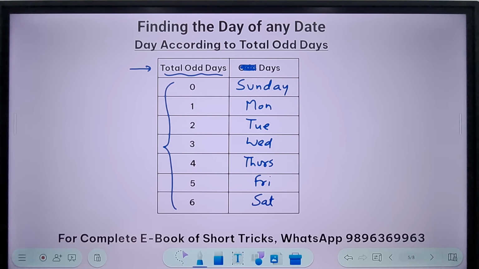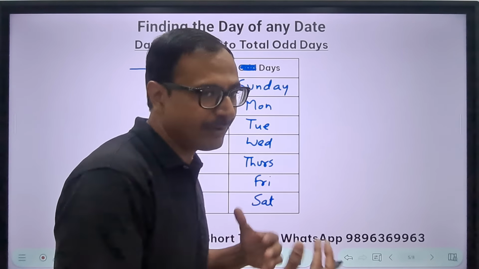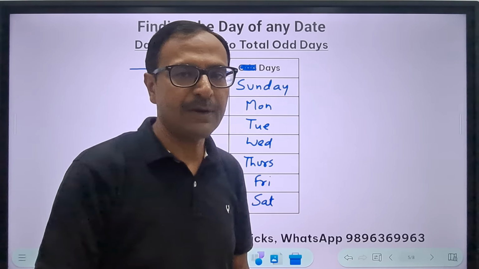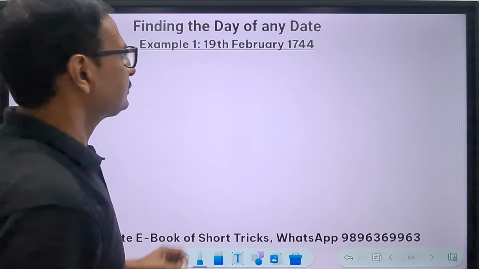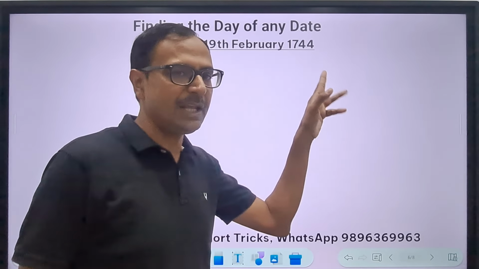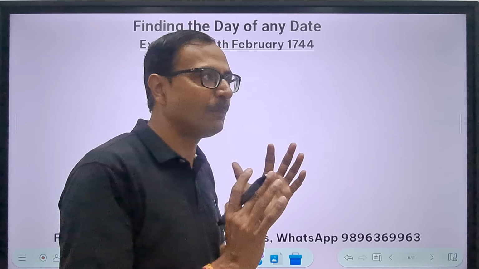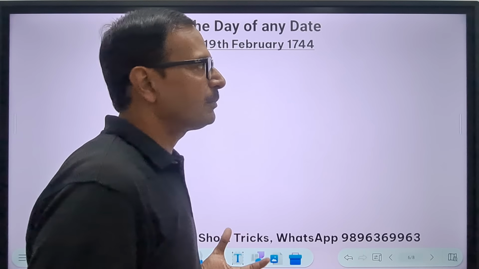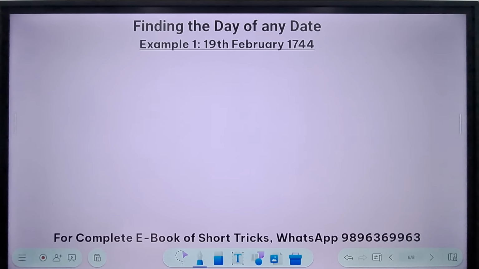Now let's apply this complete concept to understand how these 4 or 5 concepts help us in getting to the day of the week. So for that, I am taking an example here. 19th February 1744. So watch how to apply the concept. Now that's the most important thing, if you know the concept but you can't apply it, it doesn't make any sense. So let's try and apply it here to find the day of the week for 19th February 1744.